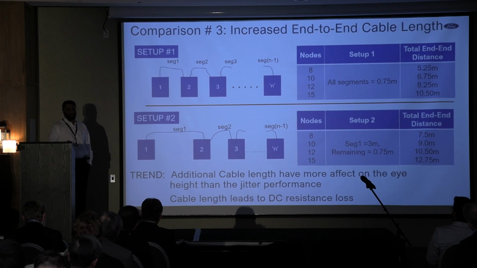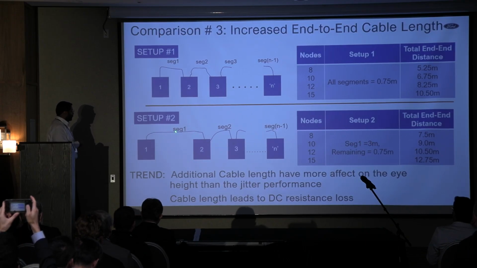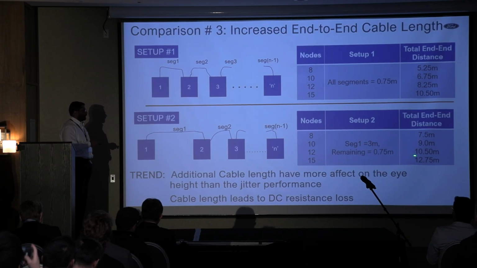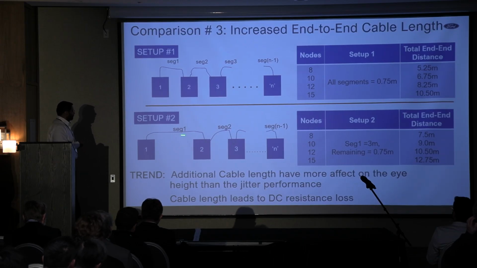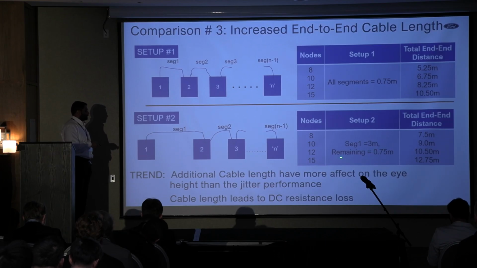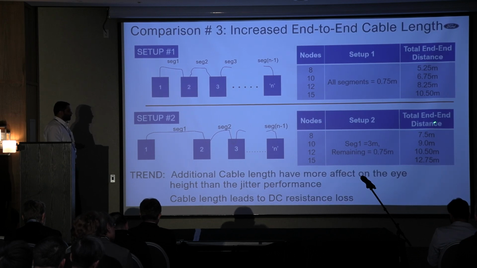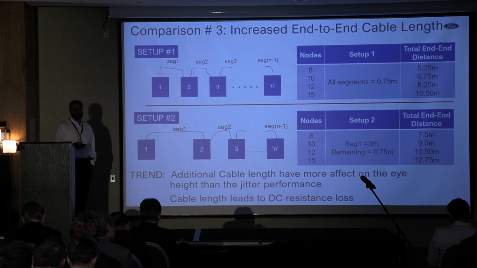And in comparison 3, we didn't keep the end-to-end distance the same, but we spread the nodes apart in segment 1. We just kept increasing the cable length, but kept the segment further apart. So segment 1 was 3 meters and everything else was 0.75 meters, and in setup 1, as we saw in our comparison, it was 0.7. In this one, because of the increased length, we saw a greater effect from DC resistance loss, which affected the eye height much more than the jitter.